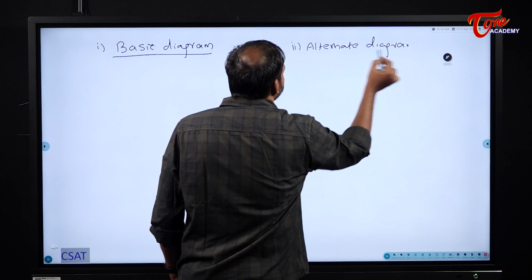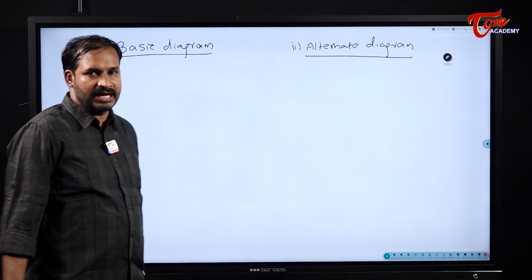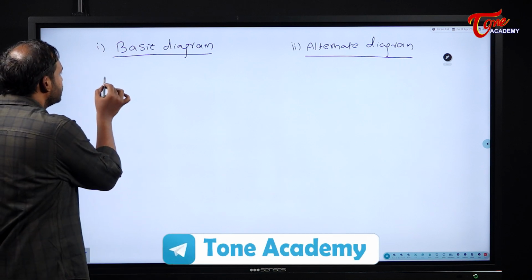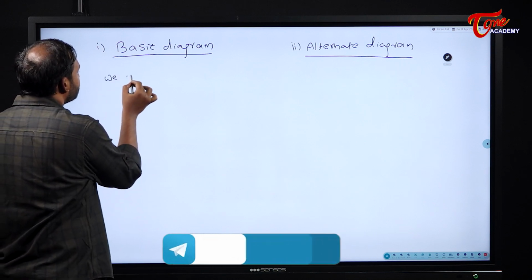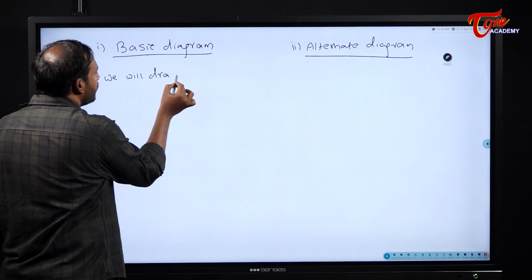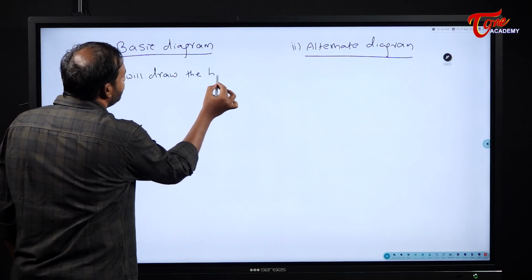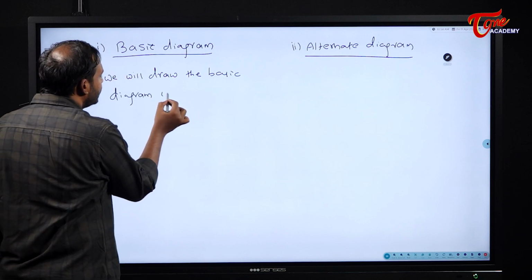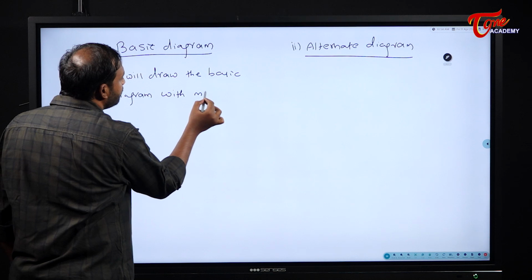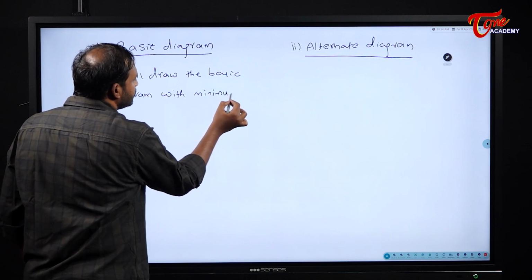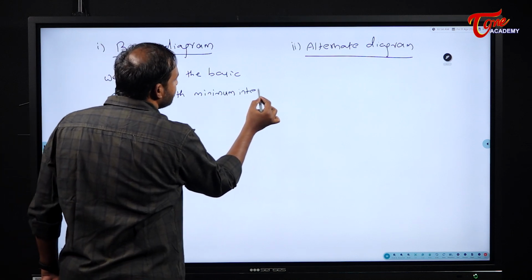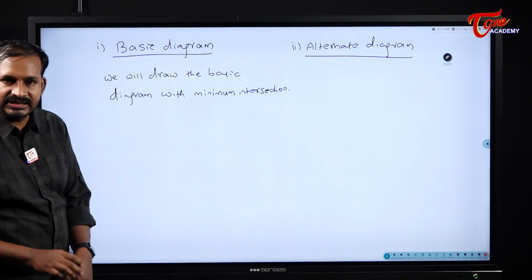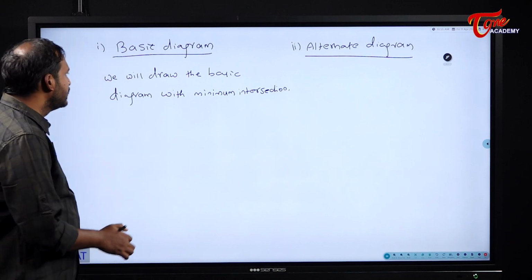Now, when it comes to the basic diagram, the most important rule while drawing the basic diagram is we will draw it with minimum intersection. Sir, what is this minimum intersection? I will tell you. Now, please see here.